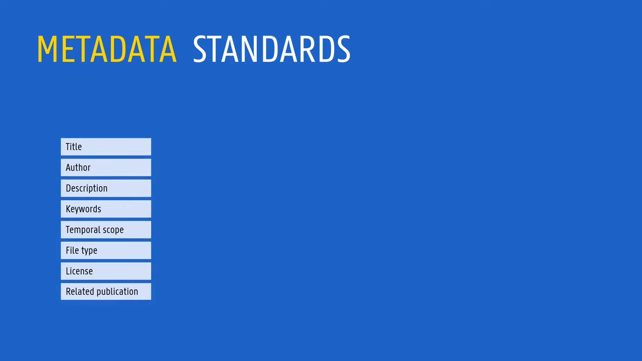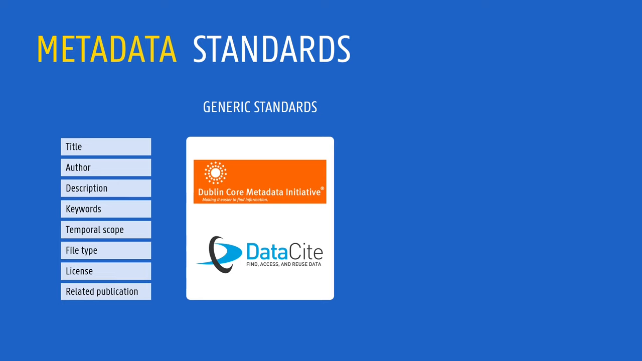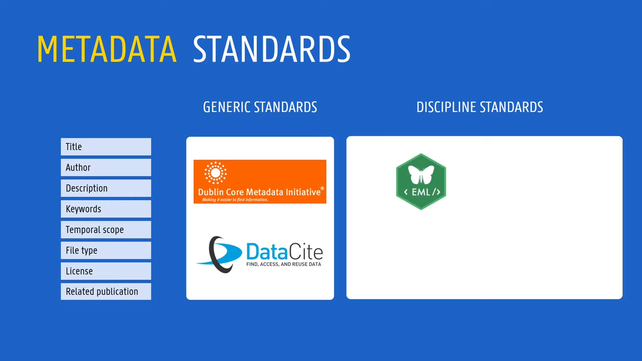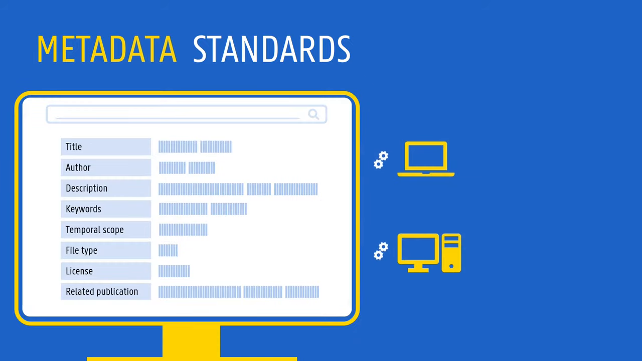Some metadata standards are designed to be used across different scientific domains. Examples of such generic standards are the Dublin Core Standard, or DataCite. But there are also discipline-specific standards, which typically contain additional elements to satisfy the needs of a particular scientific domain. For example, the Ecological Metadata Language is used in ecology research and has additional elements, such as taxonomic coverage, to indicate which species are included in the dataset. Another example of a specialized metadata standard is the Data Documentation Initiative, or DDI. This standard contains elements, such as questionnaire specification, for research that involves surveys. The use of metadata standards facilitates data exchange by different systems or applications. In other words, it makes research metadata interoperable, one of the FAIR data principles.